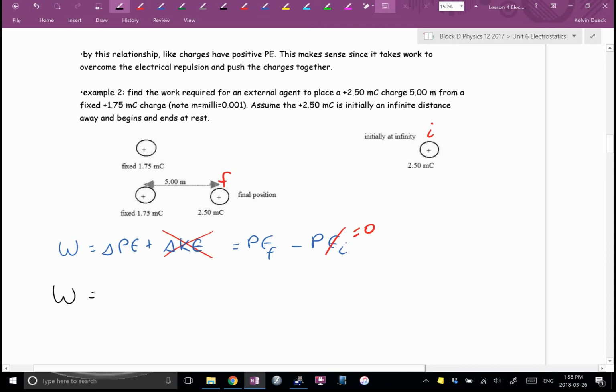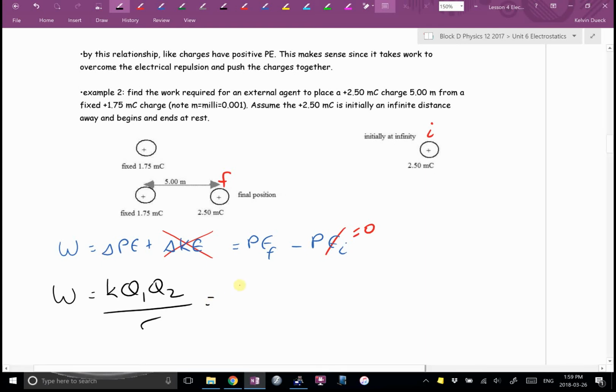What's our electric potential energy equation? Big Q, little q, or Q1, Q2. I don't care which version you decide to go with. And I'm going to include the signs. So if these were both negative, I would have a negative times a negative, which is a positive. If they're both positive, I get a positive times a positive, which is a positive. This is why I said the signs will take care of themselves if you stick them in.